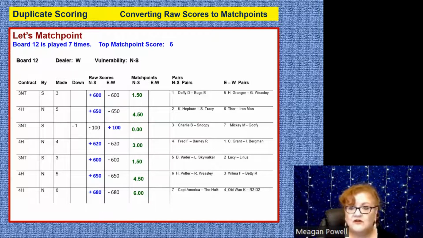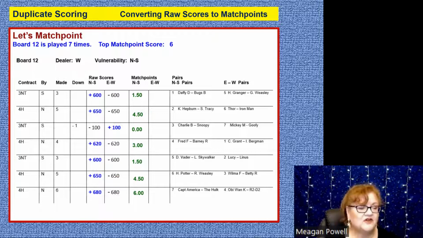Well, who did they beat? Well, they beat the higher negative number, right? The lower negative number is a better score. They beat Thor and Iron Man. They did not beat Mickey and Goofy. They did not beat somebody with a positive number. Negative 600 beats negative 620. It ties the other negative 600, and it beats the last two.